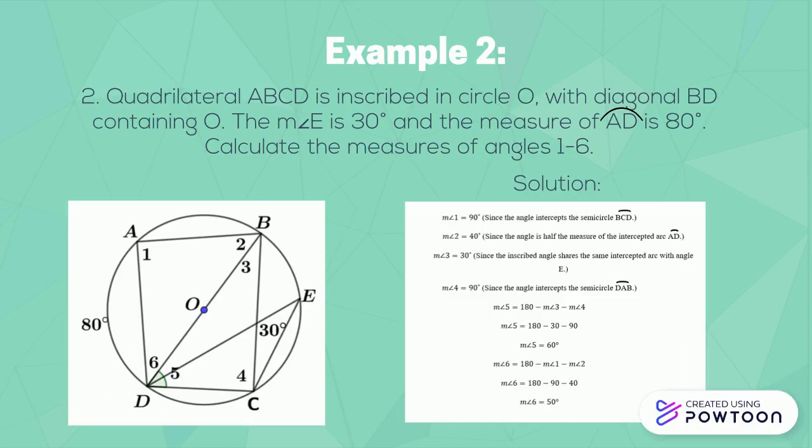The measure of angle 5 is 180 minus the measures of angle 3 and 4, giving it the measure of 60 degrees. And finally, the measure of angle 6 is 180 minus the measures of angle 1 and 2, giving it the measure of 50 degrees. Both of these were done by calculating the sum of the interior angles in a triangle.